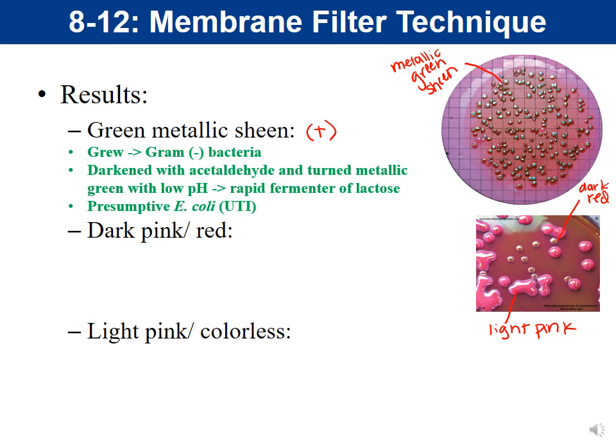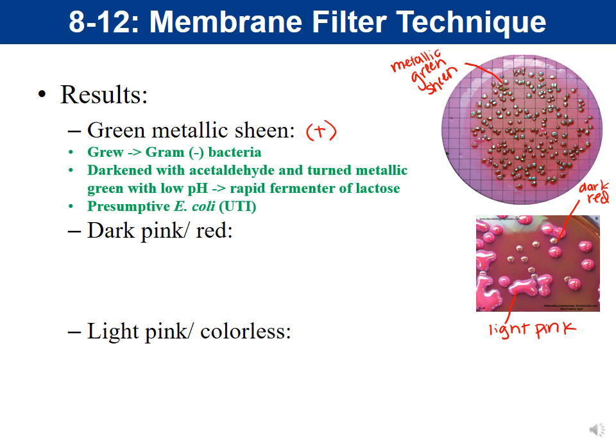Notice in this one, we're detecting the acids, but in this example, we're not detecting the gas. The multiple tube fermentation is used to detect the gas part of this. So this is only presumptive though. So that's the metallic green sheen. That would be considered a coliform.